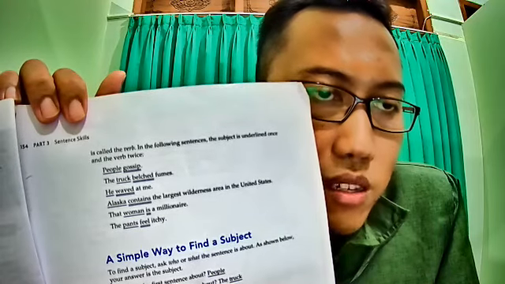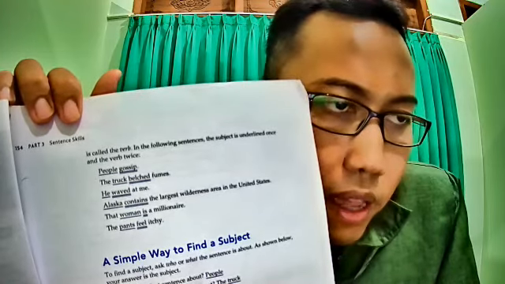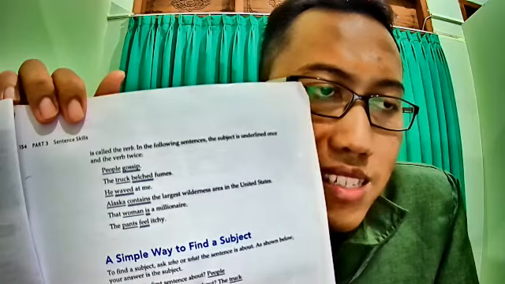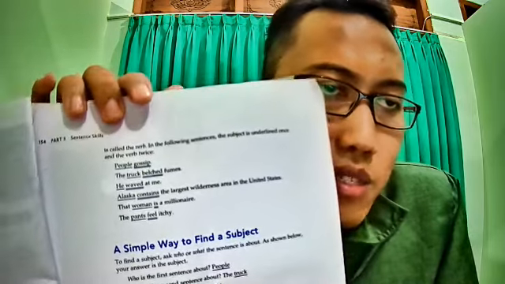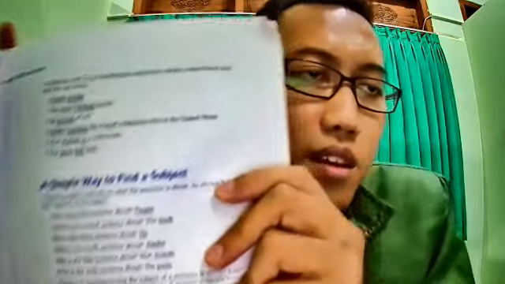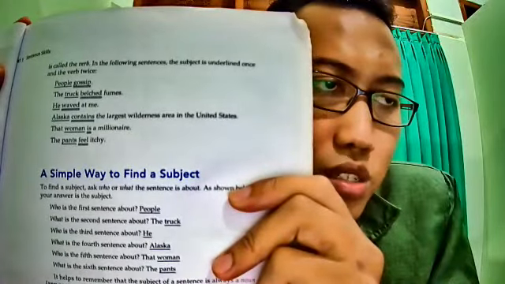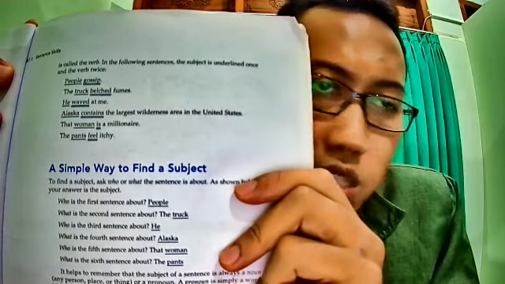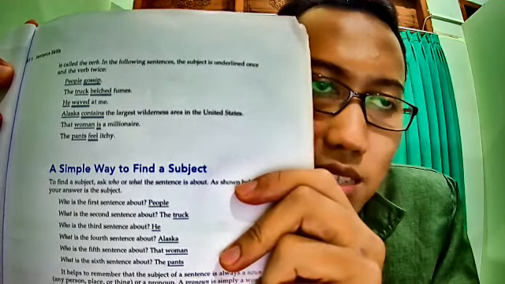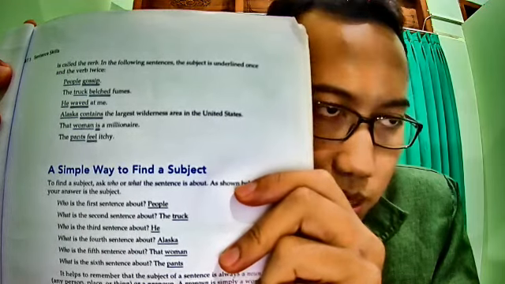Woman is the subject, is is a verb, yeah, but it is not an ordinary verb, it is an auxiliary verb. The pants feel itchy. Pants is the subject, feel is the verb, yeah. That is the example of subject and verbs. Okay, now let's look at the next discussion, a simple way to find a subject.